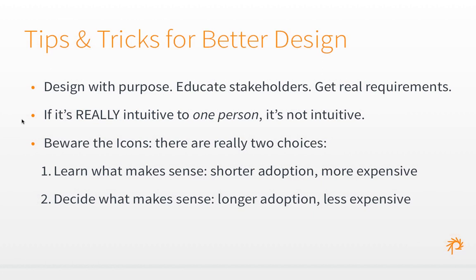So let's talk a little bit about a couple of tips and tricks, and then we'll move on to one more. So a few tips and tricks. So design with purpose, educate stakeholders, get real requirements. These are the tenets that we talk about a lot in the idea of designing for a really specific reason and for a purpose. Second, if it's really intuitive to one person, it's not intuitive. That's one person. So you really want to think about what's intuitive to the greatest number of people.